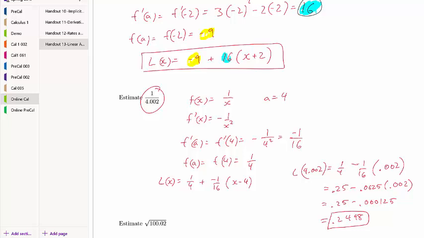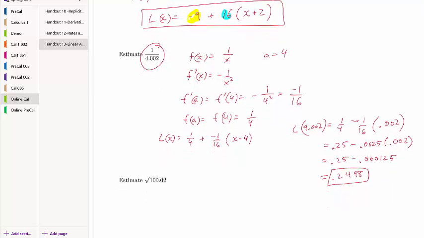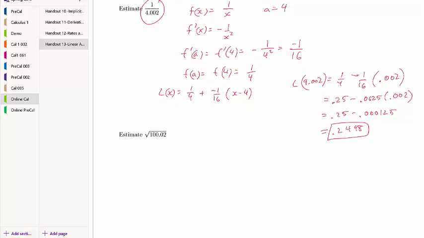Alright, so we've seen how we can use this to approximate values, and this specific example might be a few extra steps than if we just calculate it normally, but you can see for more complicated calculations, this really could be a great time saver. So let's go ahead and take a look at this next one.